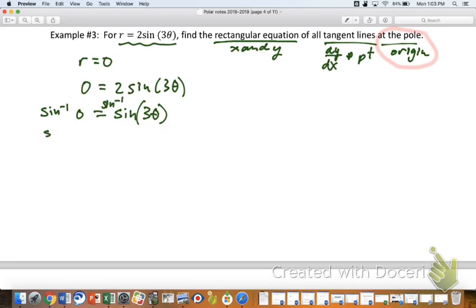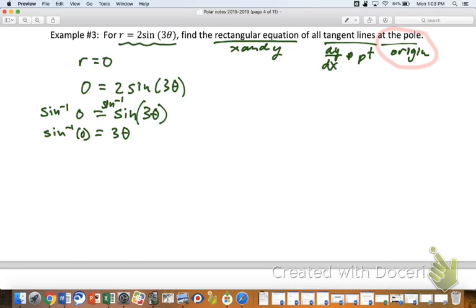So inverse sine of 0 then equals 3 theta. And this is where you wrap around the unit circle as many times as you think you need in order to get all the angles. If you've got the graph in front of you, you already know, like Johnny said, you only need 3 of them. But we'll just go in order here.